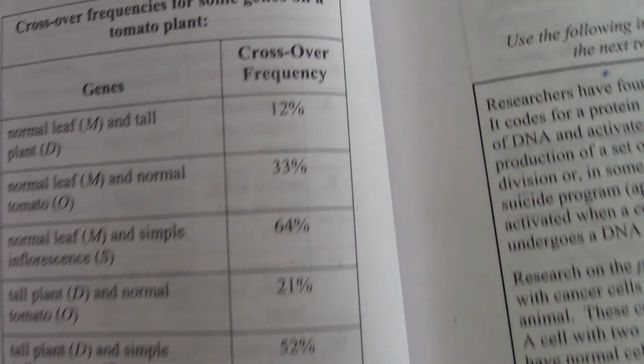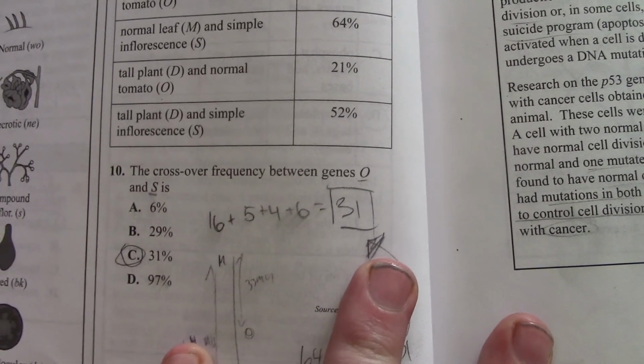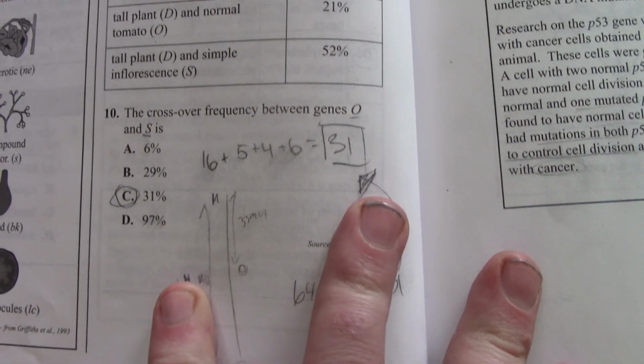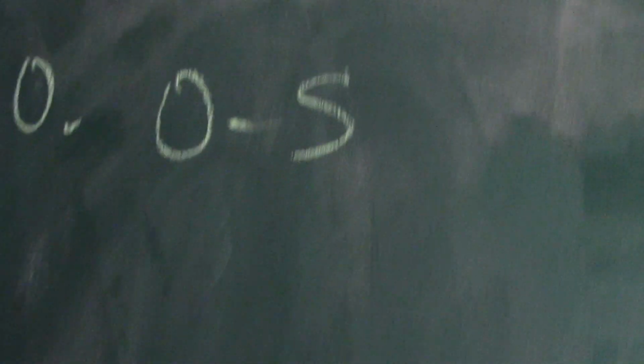Question 10 says, so you have this map unit. All right, the percentage equals map units. So this is the crossing over frequency between genes O and S. That's what we want to find. So it's going to be 31%, but I'm going to show you why. So this is question number 10 on page 94 of your key. So we want to find O and S.